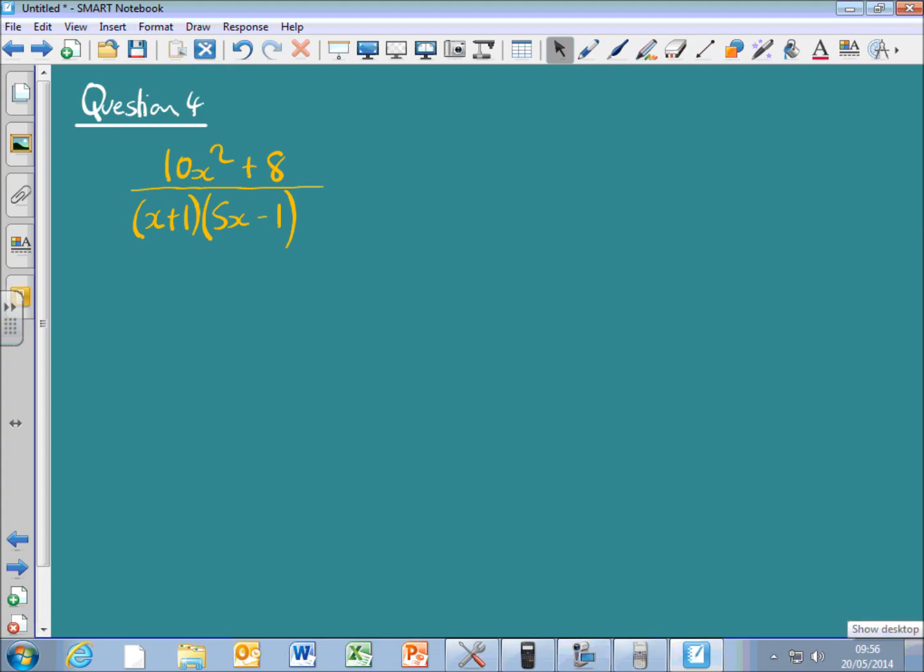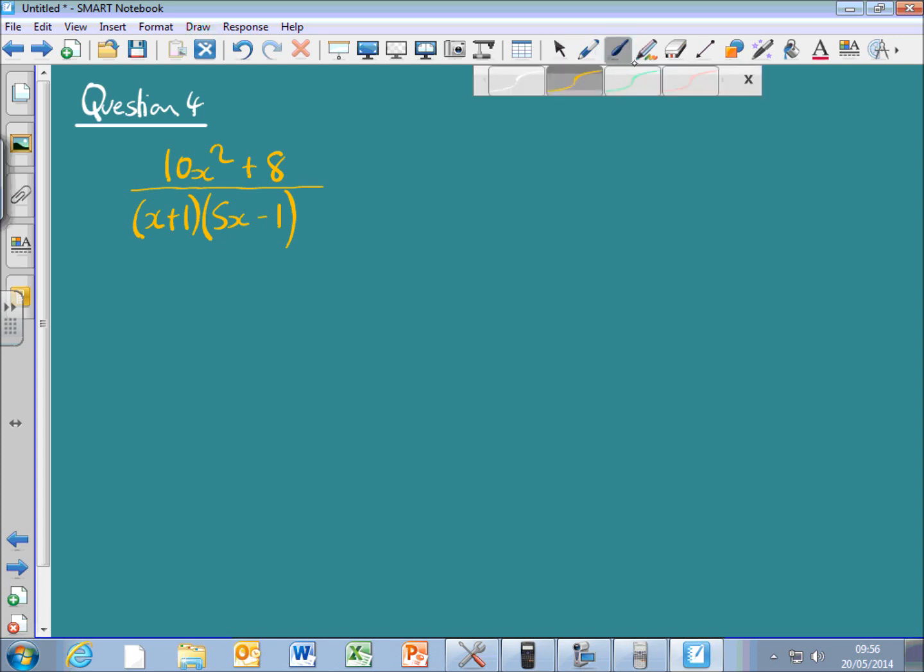On question 4, we're given an algebraic fraction, and we're asked to write it in a form which involves an integer and then 2 fractions, so partial fractions. The first thing we should notice is that the numerator here and the denominator have the same order.